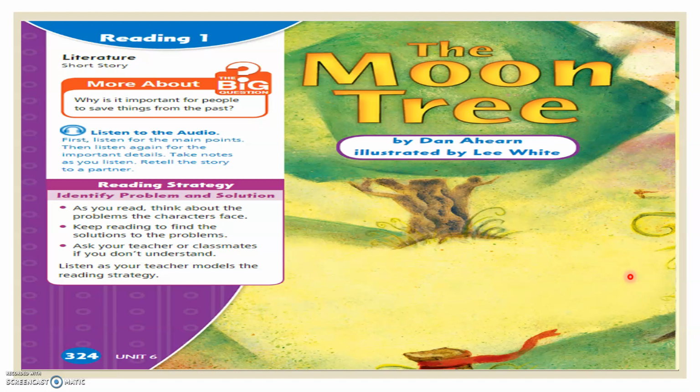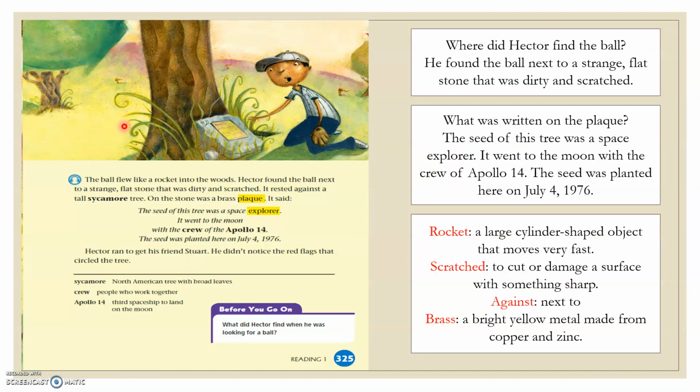So let's start with the story, The Moon Tree. As you can see here, we have the genre of the text, which is a short story. We're going to focus in the story on why it is important for people to save things from the past. So let's quickly start with the story. As you can see in this picture, this is our main character, a boy named Hector. This is the moon tree with a very strange plaque in front of it. And please notice these red flags that surround the moon tree.